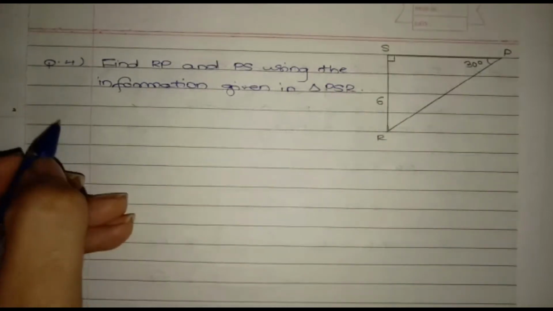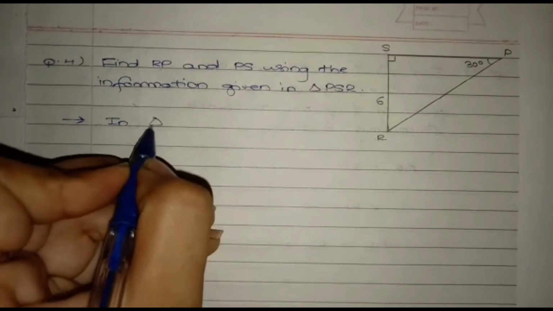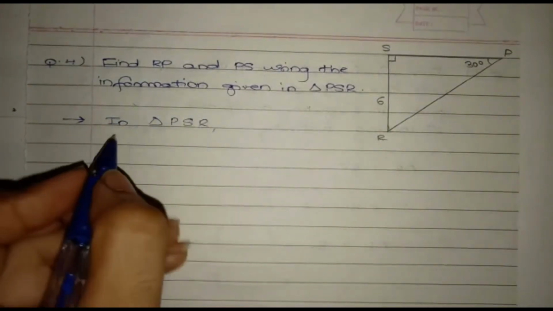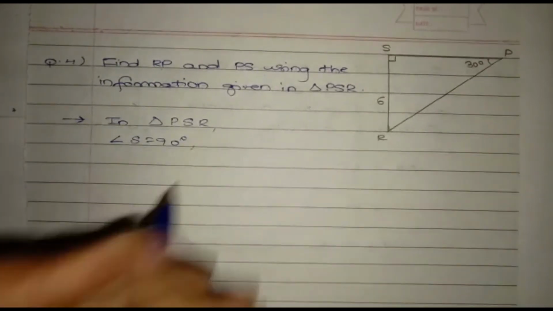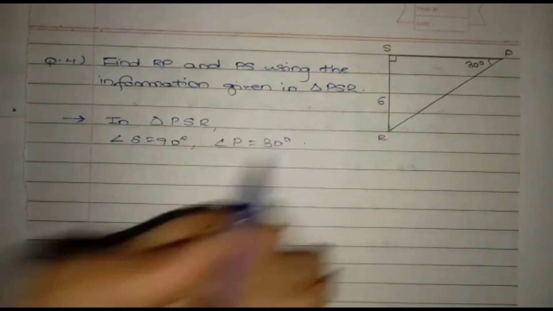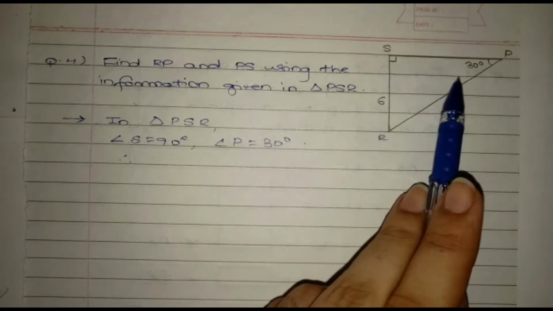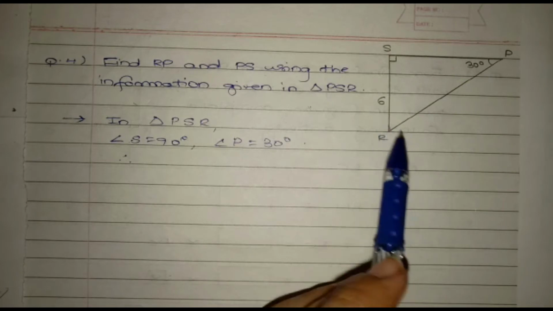So we'll write in triangle PSR, angle S is equal to 90 degree and angle P is equal to 30 degree. Therefore angle R will be 60, since 90 plus 30 is 120, so 180 minus 120 will give us 60 degree.